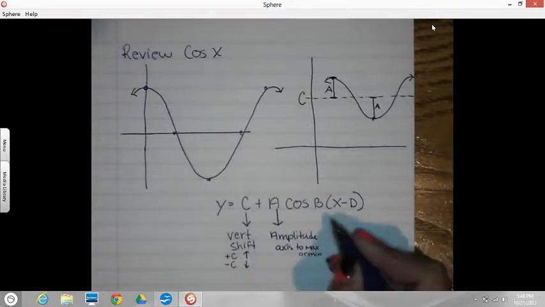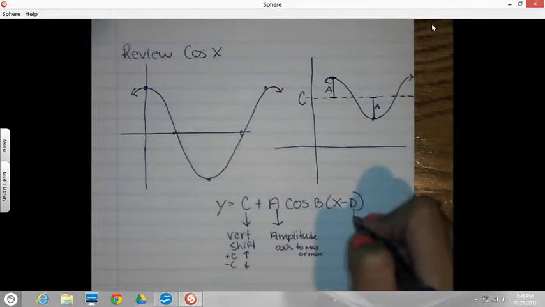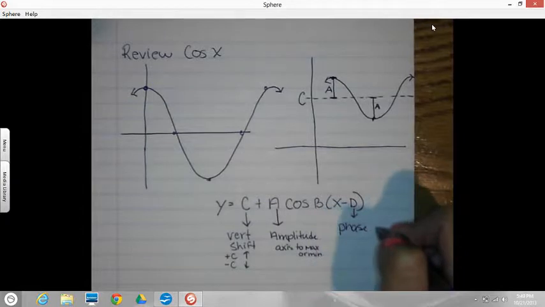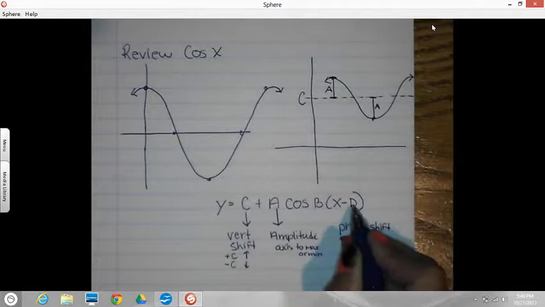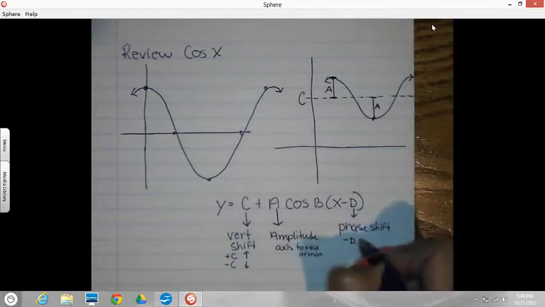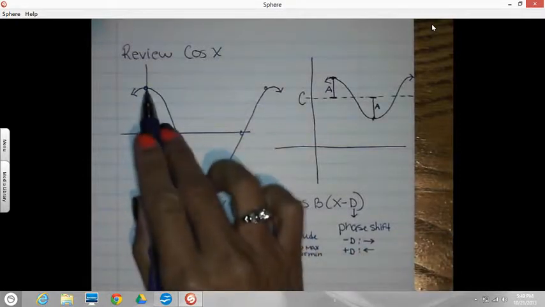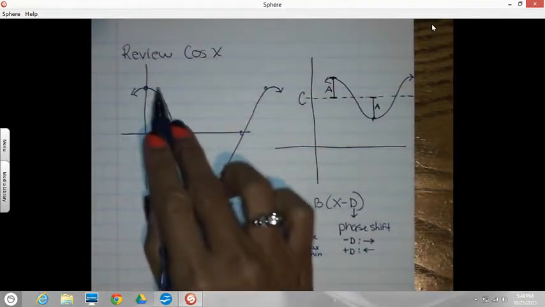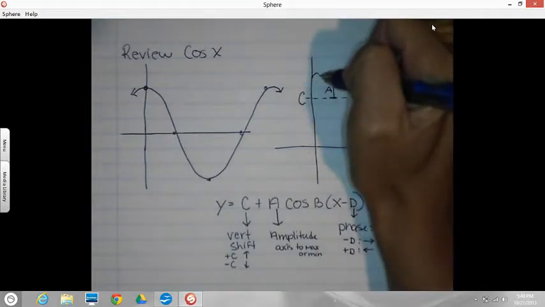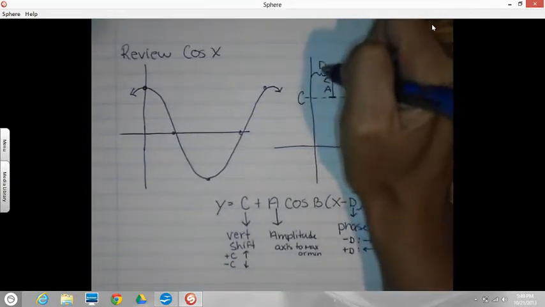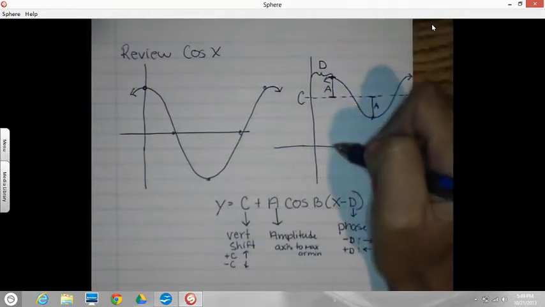Okay, we'll come back to the B. The D was your phase shift. That was your left and right. If you had a minus D, that went to the right. And if you had a plus D, that pulled it to the left. So normally, that max is right on the y-axis unless it's shifted left or right, and the amount that it's shifted is your D. That distance over, how far over it is your D.